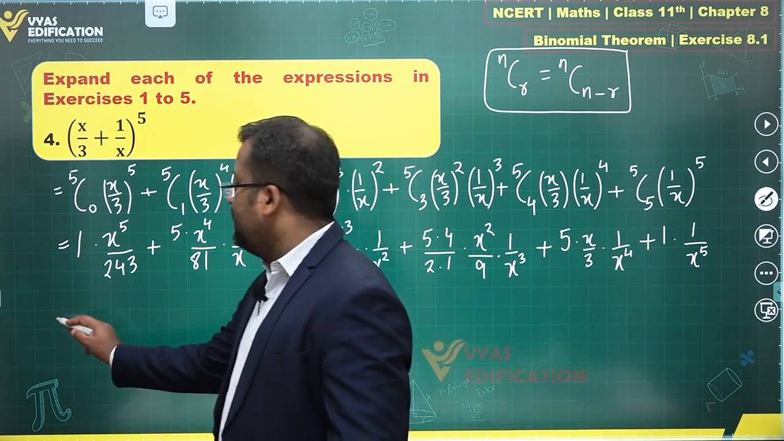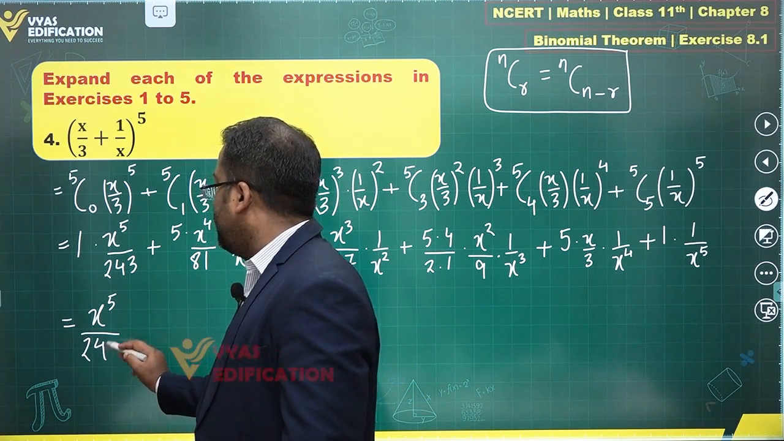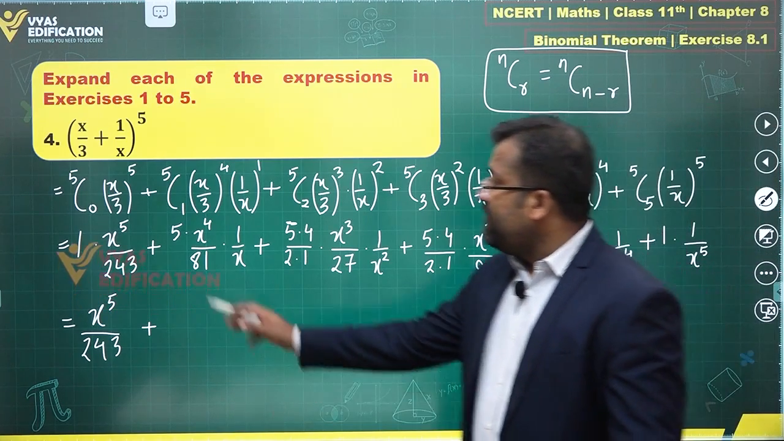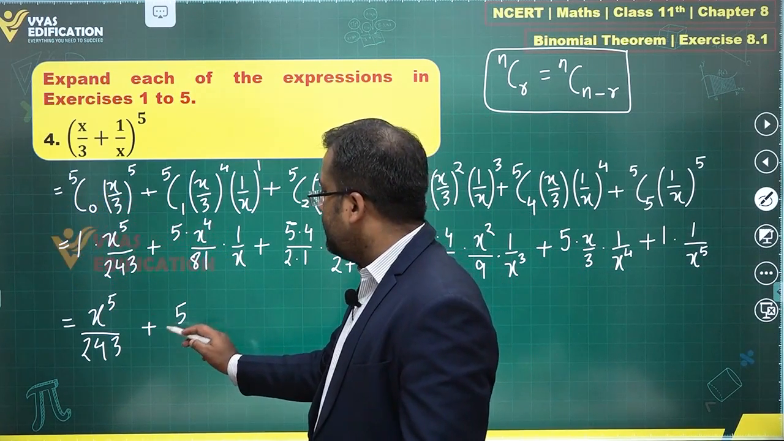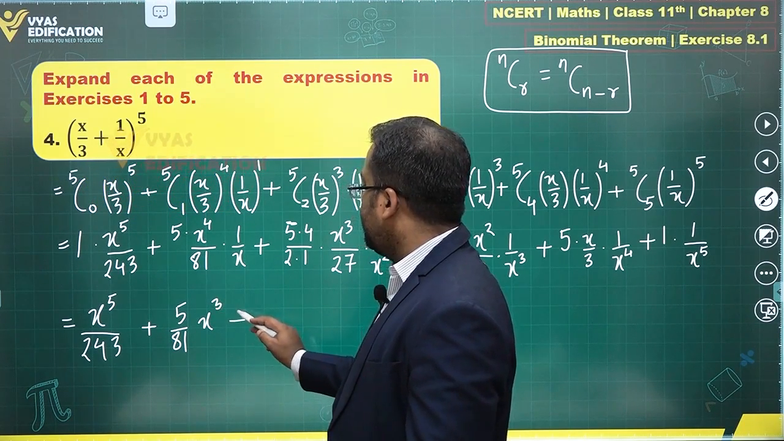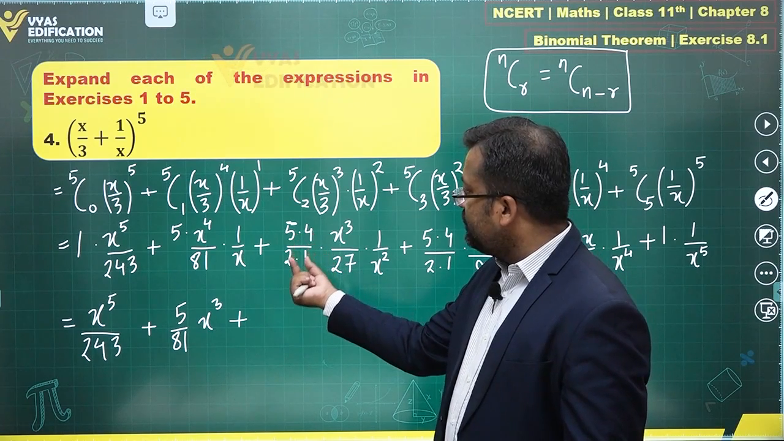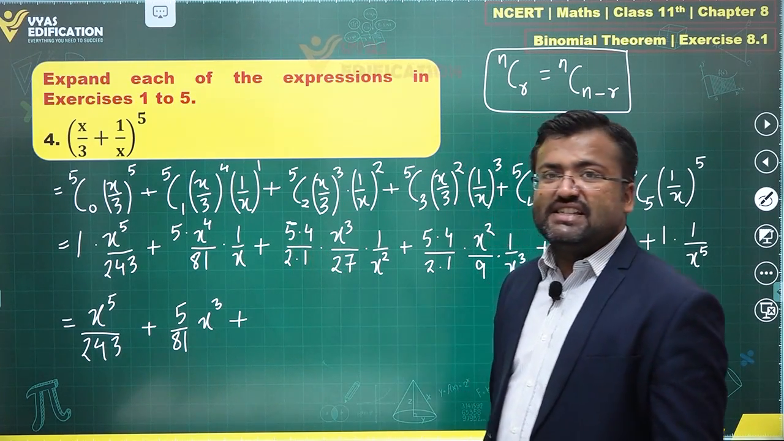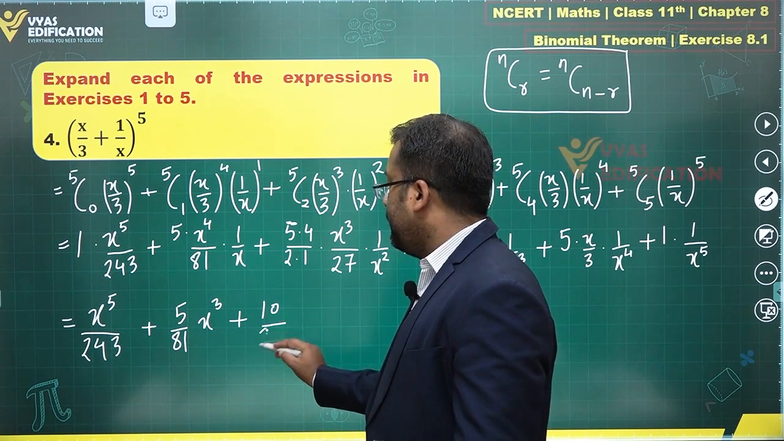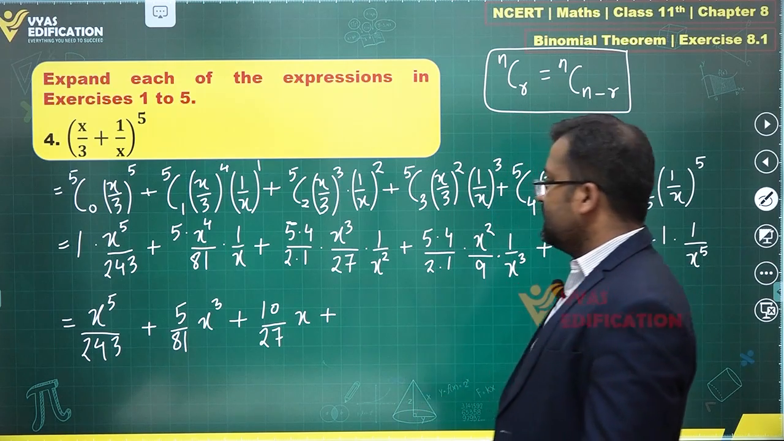Let's simplify this further, and this is x power 5 over 243 plus, what is this equal to? You may observe 5 upon 81 is the coefficient. That cannot be simplified further, and this is x power 3 plus, what is this? Observe carefully, this is 5 times 4, which is 20 by 2 is 10, 10 by 27. Is there anything else cancelled out? No. 10 by 27, nothing gets cancelled, and this is x plus, what is this?